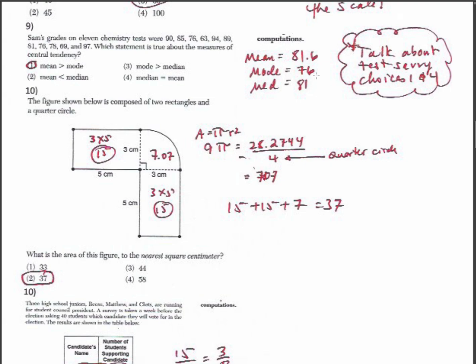Now, every once in a while on something like this, they'll give you a choice where it'll be like mean is greater than median, mean is equal to median, mean is less than median, and it's some other choice. If that's the case, then you know that if they cover all the possibilities, the answer has to be one of those. So if you end up guessing, then you go with it. It has to be one of those. So don't bother looking at the other choice.